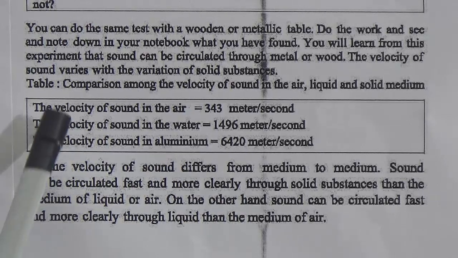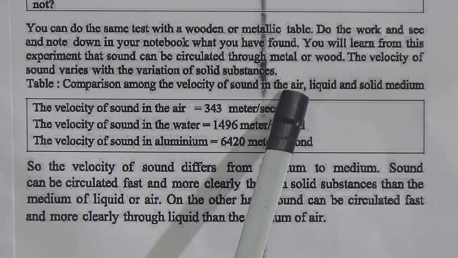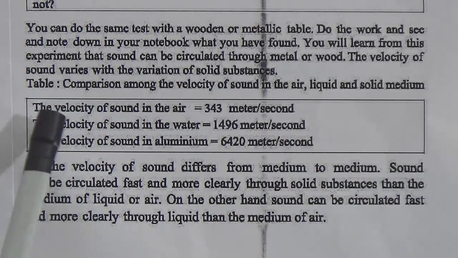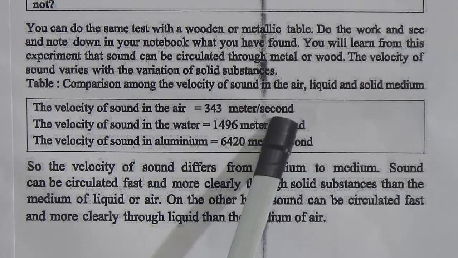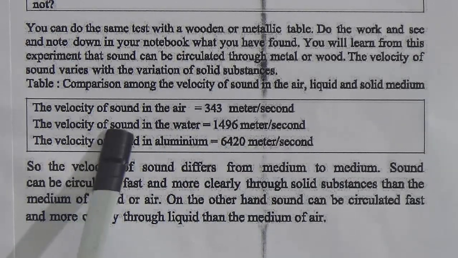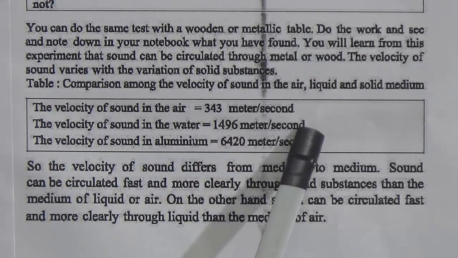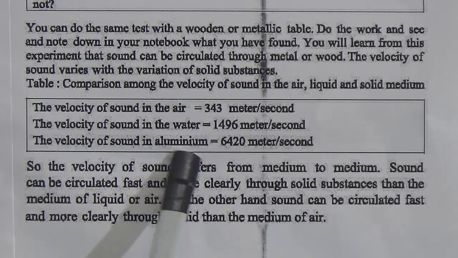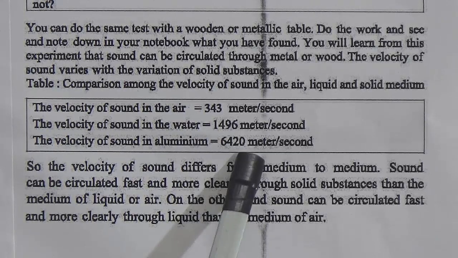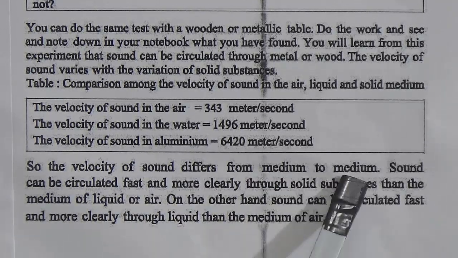Here is the table. This is the comparison among the velocity of sound in the air, liquid and solid medium. The velocity of sound in the air is 343 meter per second. The velocity of sound in the water is 1496 meter per second. The velocity of sound in aluminium is 6420 meter per second. So the velocity of sound differs from medium to medium.